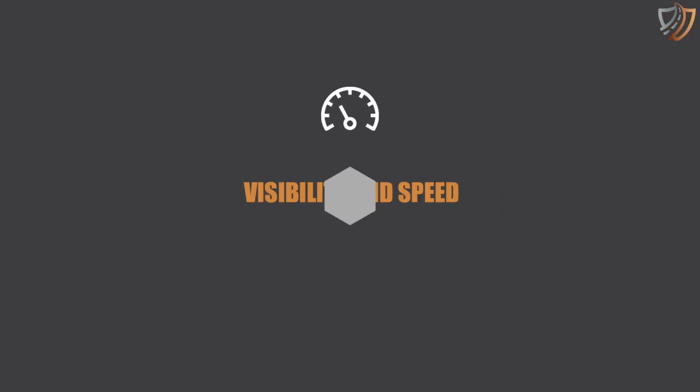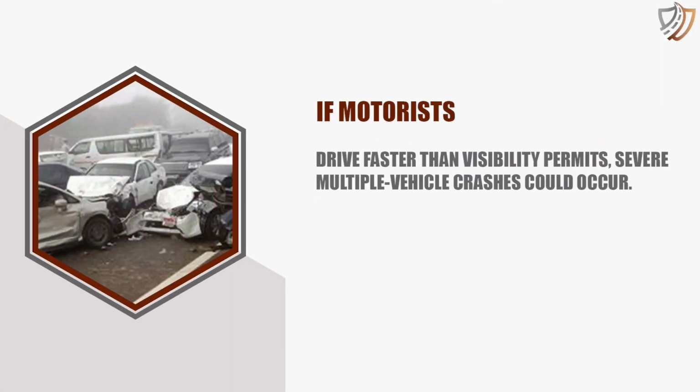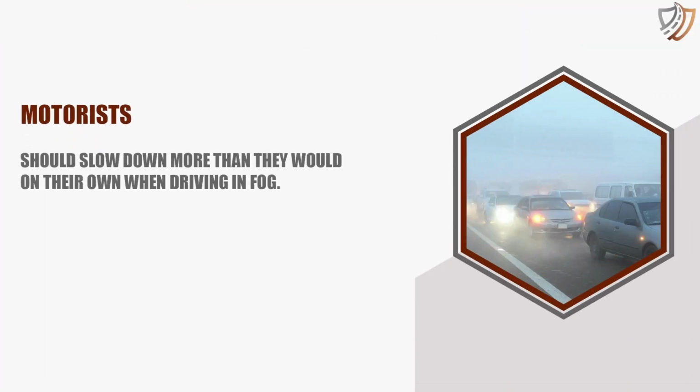Visibility and speed. Studies show that motorists choose to drive at speeds where they would be incapable of stopping to avoid obstacles in the roadway, even if they were to identify and react to the obstacle immediately at the border of visibility distance. If motorists drive faster than visibility permits, severe multiple vehicle crashes could occur. Motorists should slow down more than they would on their own when driving in fog.